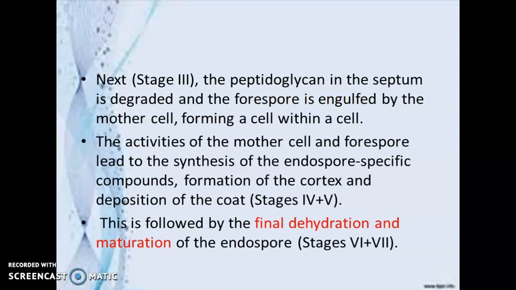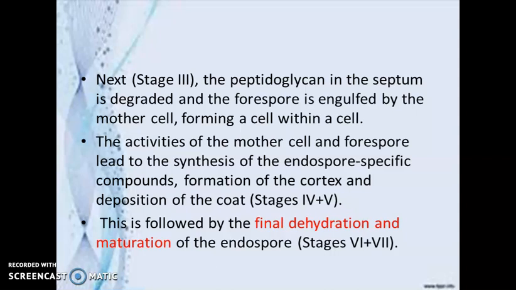The next stage is stage 3. In this, the peptidoglycan in the septum is degraded and the forespore is engulfed by the mother cell, forming a cell within a cell. So the peptidoglycan in the septum is degraded, and now the forespore is engulfed by the mother cell, so it looks like a cell within a cell.